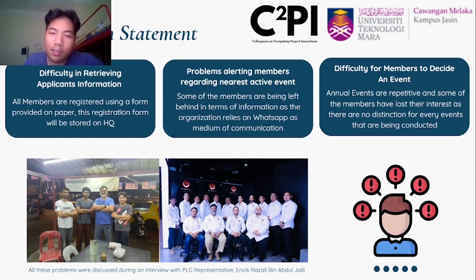Next, there are problems in alerting members regarding the nearest active event. Some of the members are being left behind in terms of information as the organization mainly relies on WhatsApp as a medium of communication. And lastly, there is also a difficulty where members cannot decide what kind of events they want to help. Basically, some of the comments that I have been hearing from the PLG representative are that the annual events are repetitive, meaning that every year they do the same kind of events, and some of the members have lost their interest as there is no distinction for every event that is conducted annually.